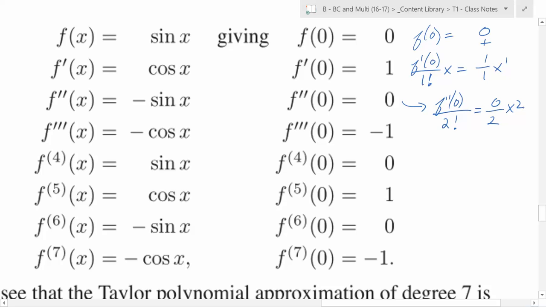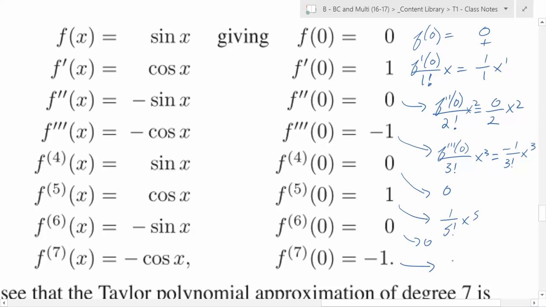So is that term going to go away? Yes. What's the next one going to be? F triple prime of 0 over 3 factorial x cubed. What is f triple prime of 0? Negative 1 over, leave it as factorial, x to the third. Oh, is this one comes out to be 0? Do you agree? The next one, the fifth power, what does that come out to be? Oh, it's going to be 1 over 5 factorial times x to the fifth, and then this one is 0, and what's the next one? Negative 1 over 7 factorial x to the seventh.